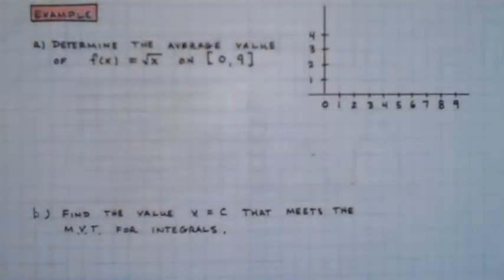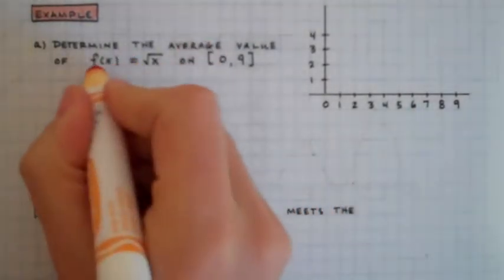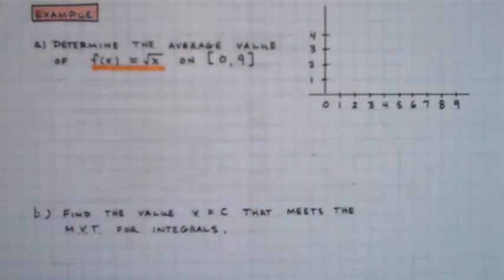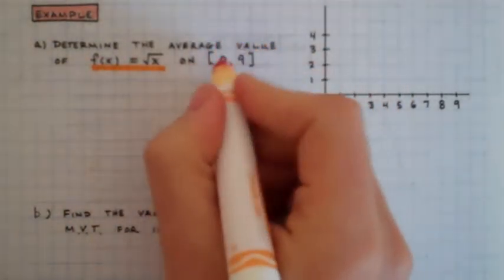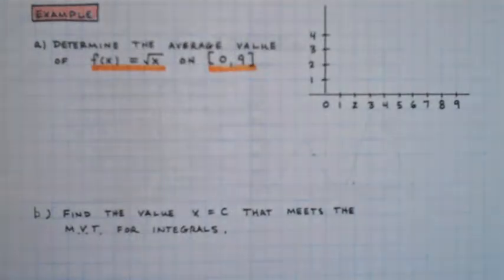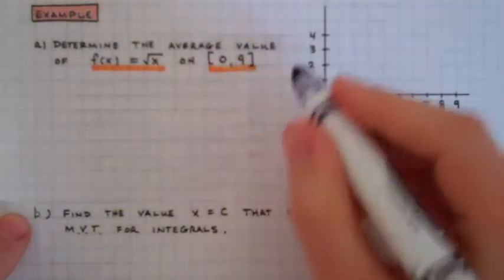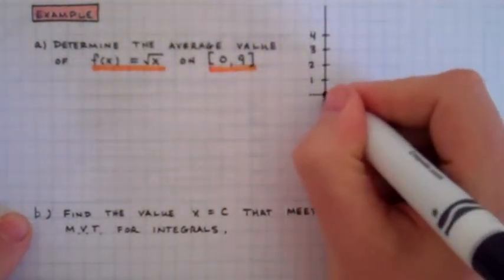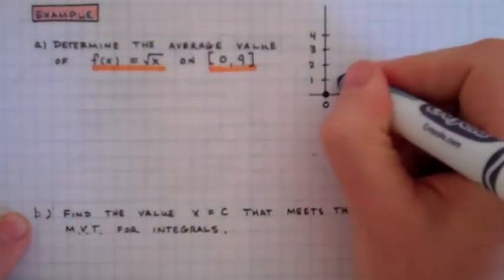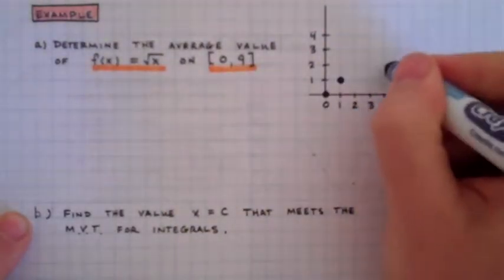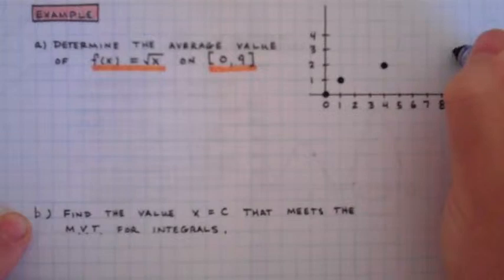We're now going to look at a specific example. And so our goal in this problem is to determine the average value of the function f of x is equal to x squared on the interval from 0 to 9. Let's start by graphing the function. 0, 0, 1, 1, 4, 2, and 9, 3.